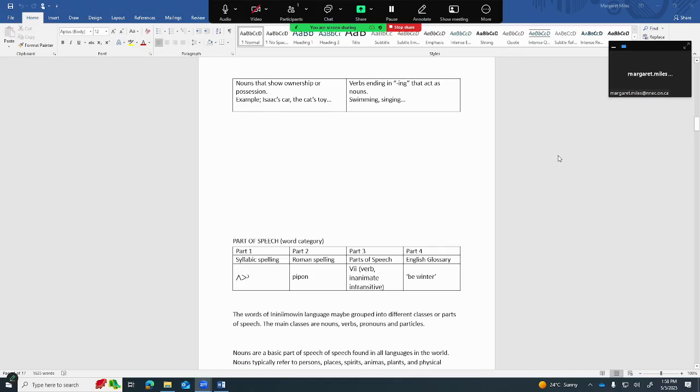Native Language Creek class. The last lesson we went over lesson 3, parts of speech and types of nouns.